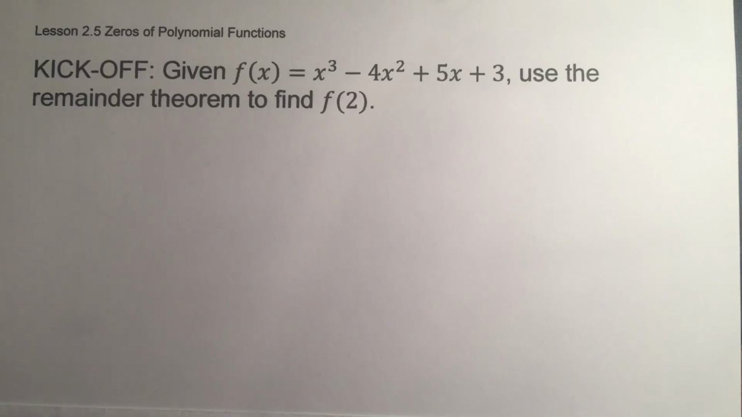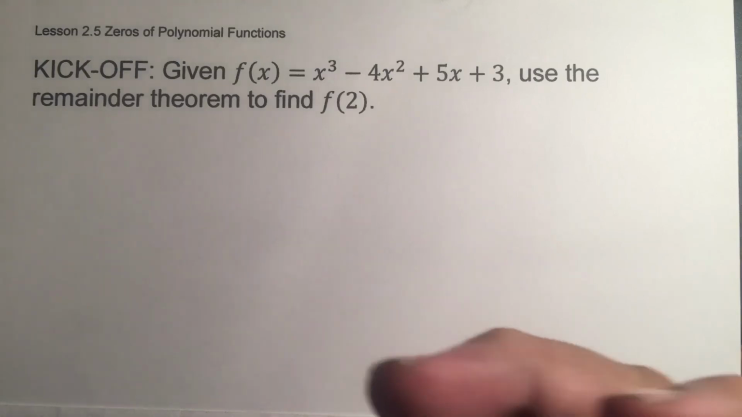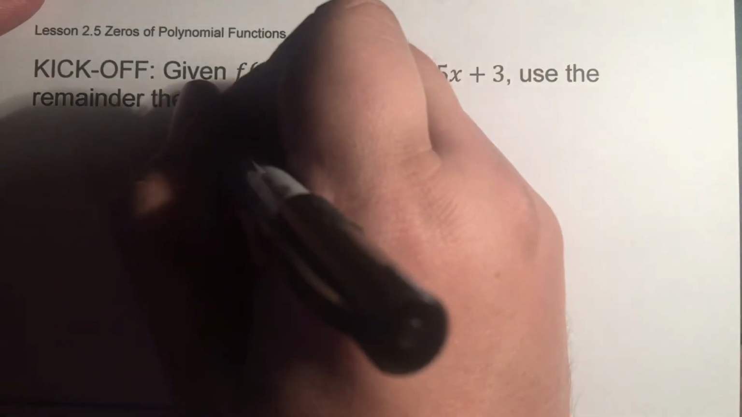All right, so lesson 2.5, zeros of a polynomial function. We started to dabble with this last time when we did dividing polynomials, and sometimes that ended up giving us a factor, which we could then find the zero for. But we could also find the remainder, or use the remainder to find what, say, f of a particular number is, in this case f of 2.